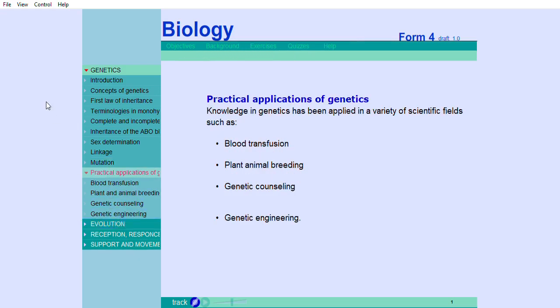Practical applications of genetics. Knowledge in genetics has been applied in a variety of scientific fields such as blood transfusion, plant-animal breeding, genetic counseling, and genetic engineering.